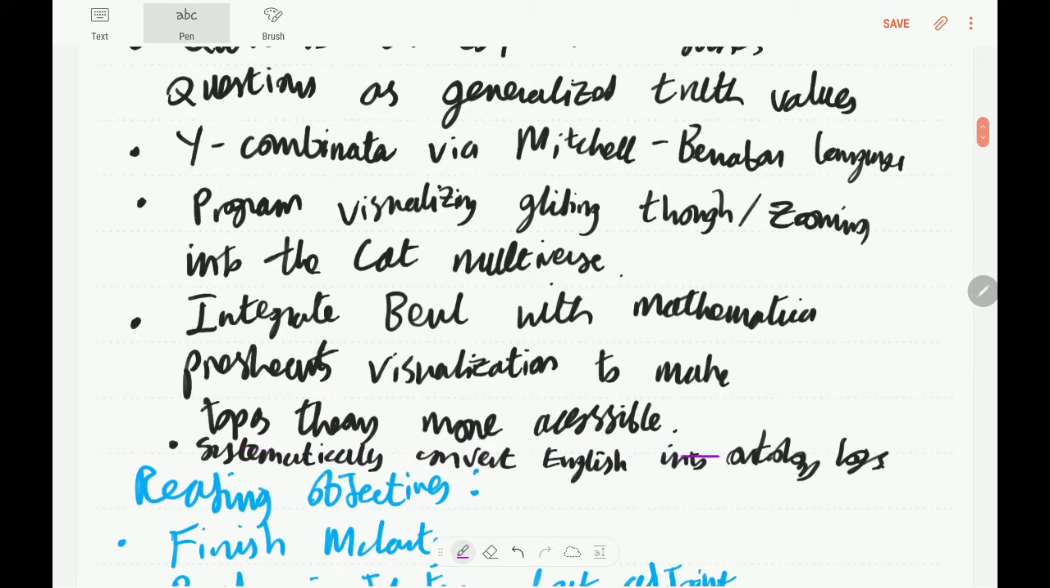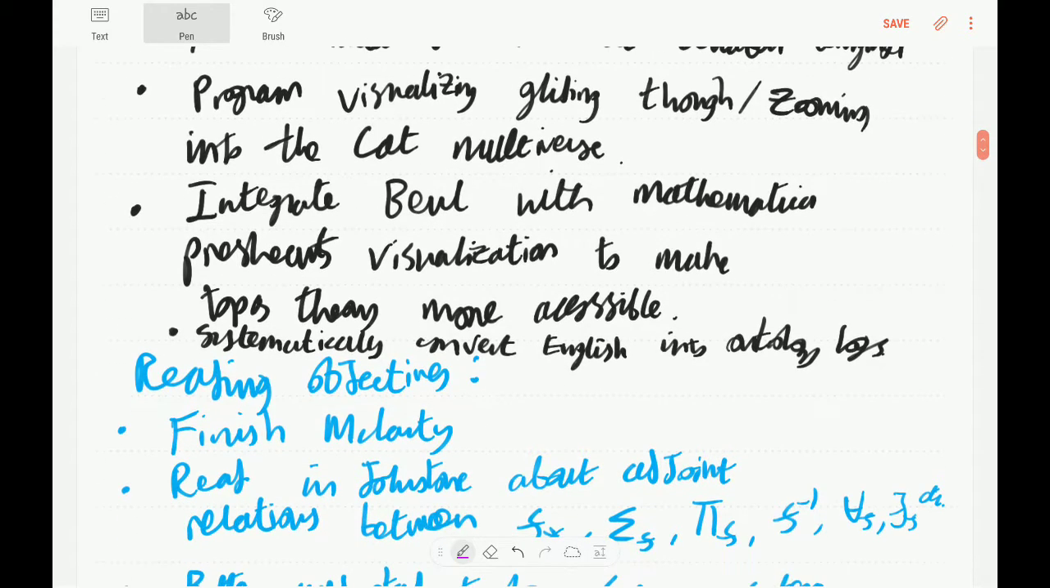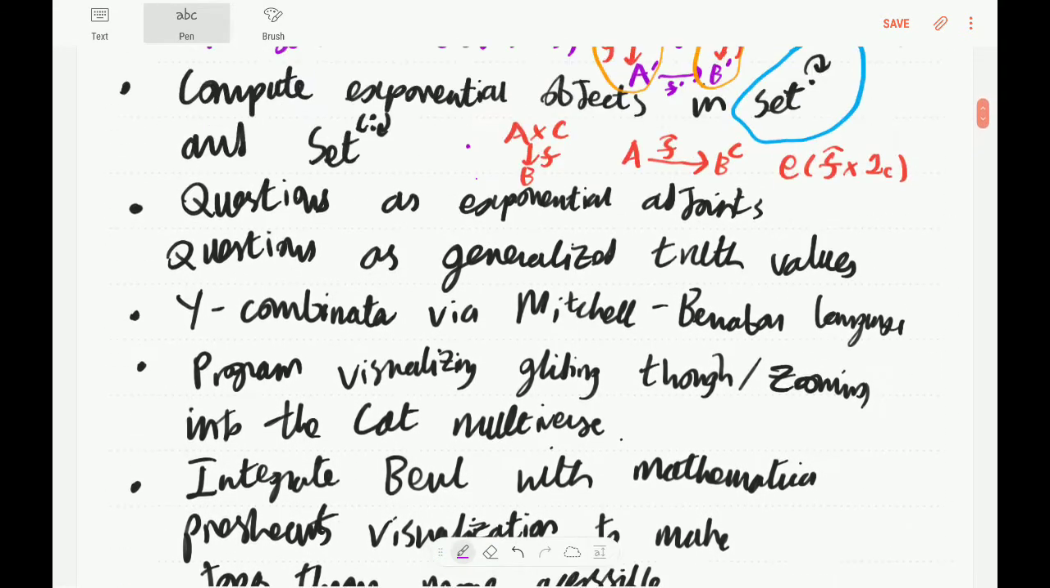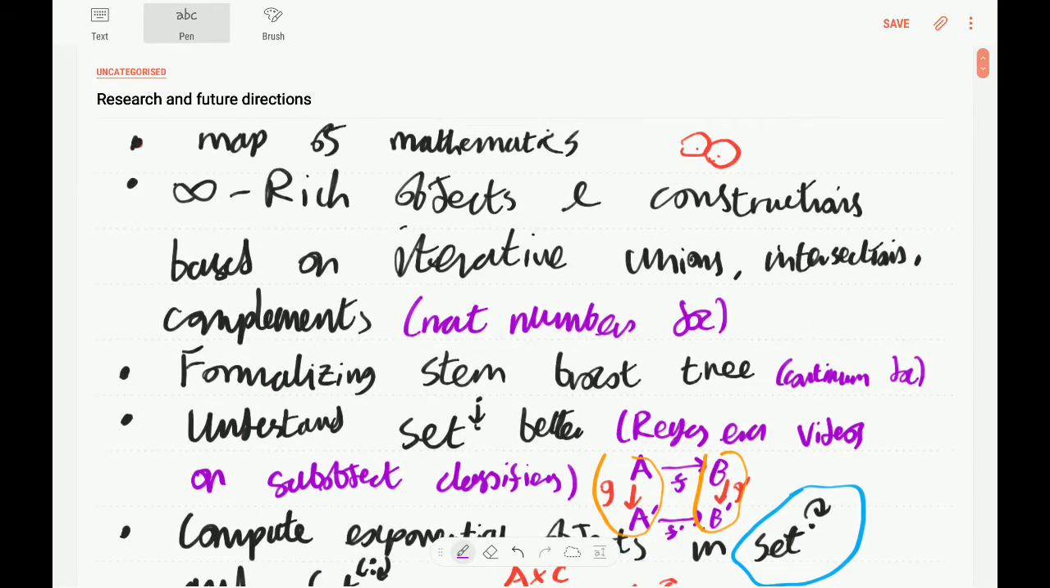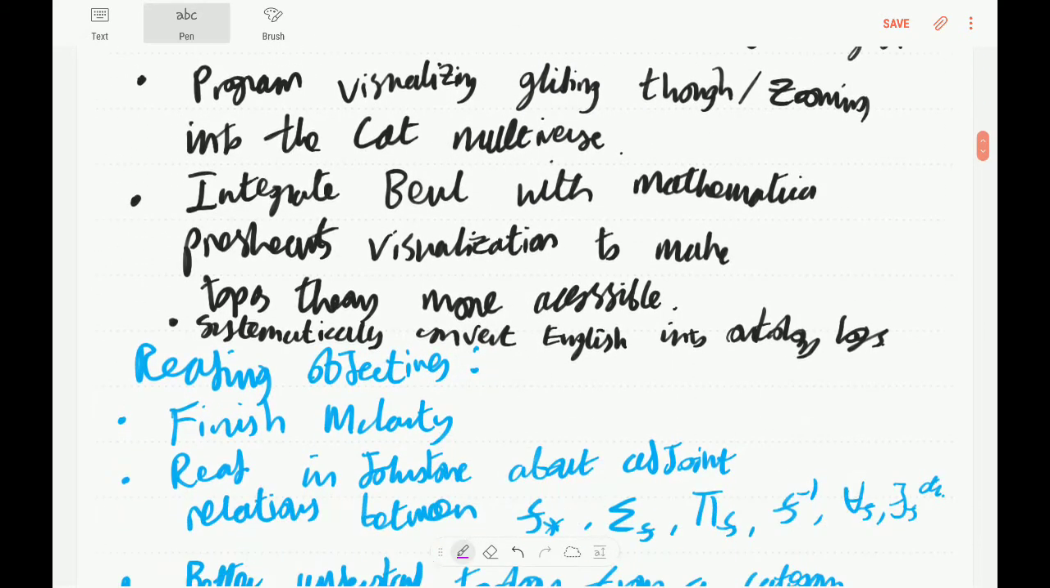And then there's this project, which I've discussed before, about systematically converting English into ontologs, which I think would be very useful for understanding language. So there are a few different projects, not an exhaustive list, but a few things to have a look at.